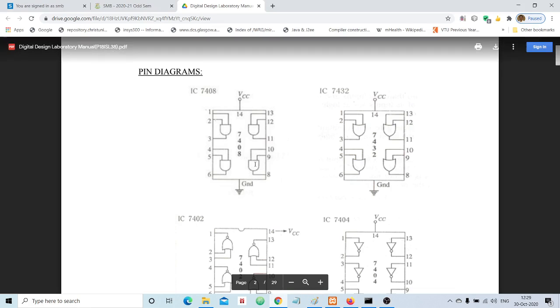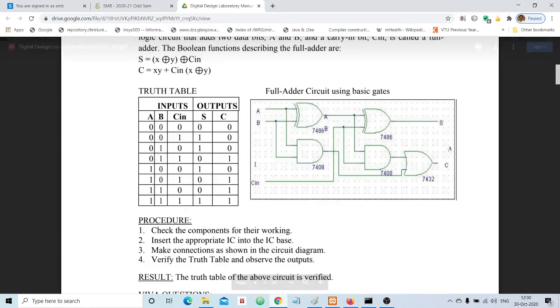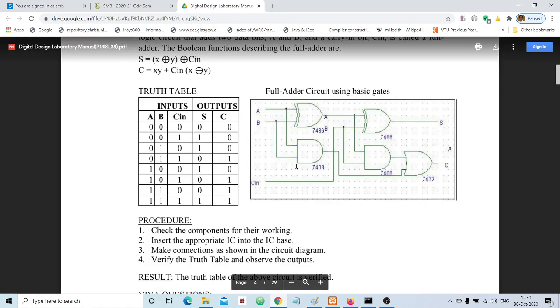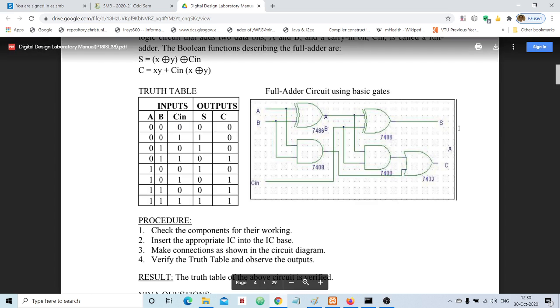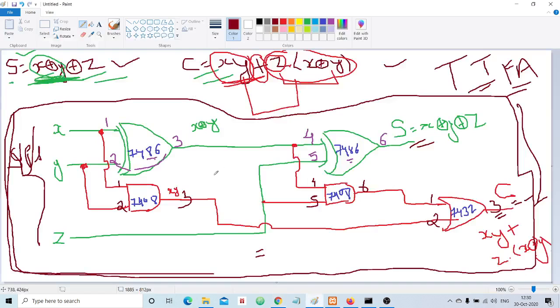So once again I will repeat what we have to do. Once we have come up with a circuit diagram like that for the full adder, then you need to verify the respective truth table of the circuit. So if you supply 0 0 0 as the input, you should expect 0 0 as the output, and with 0 0 1 as the input, you should expect 1 0 as the output. This is what I was telling. We need to verify the truth table. Clear? Okay.